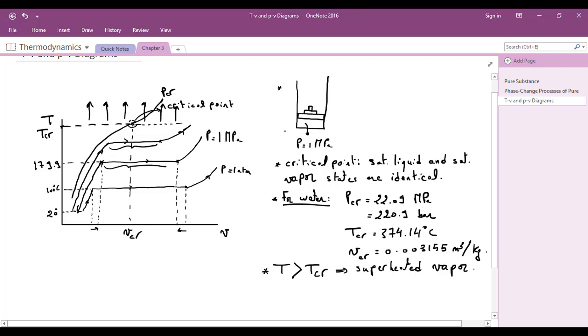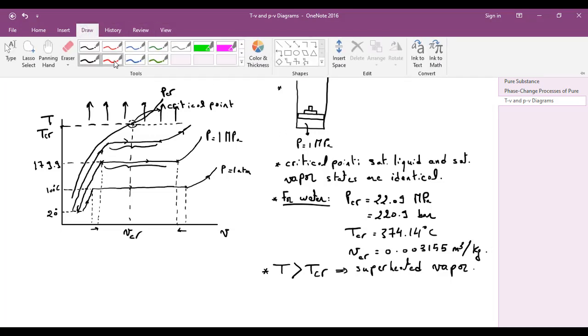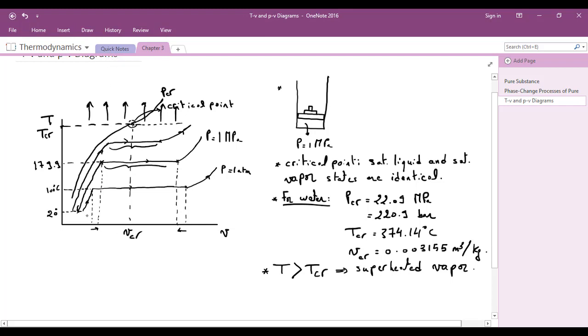So now if we connect all the saturated liquid states by a line here, this line will be called the saturated liquid line.